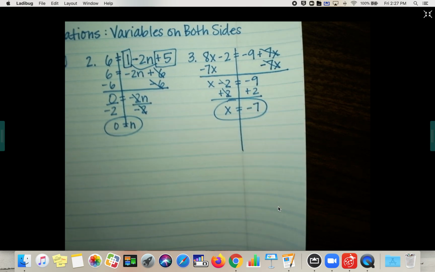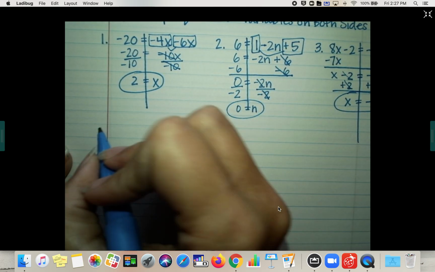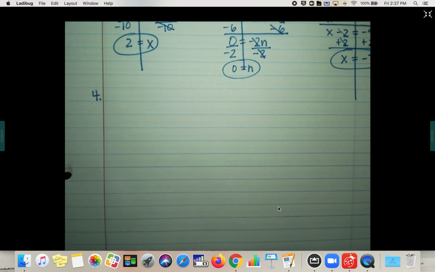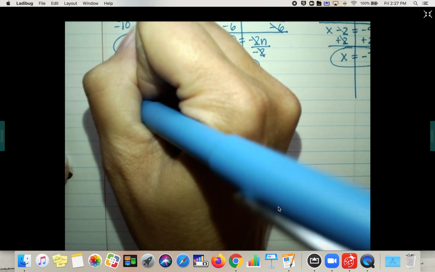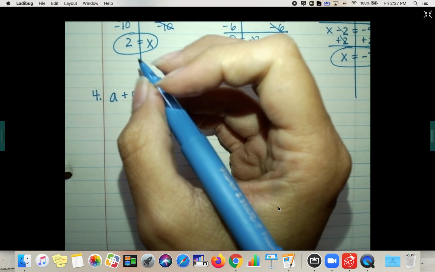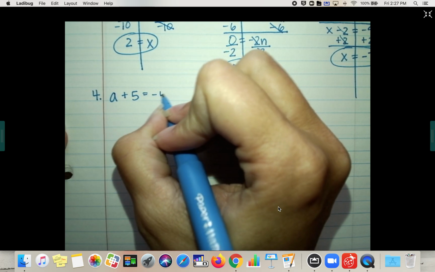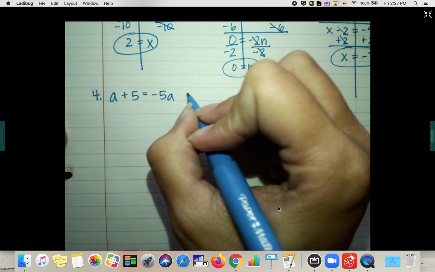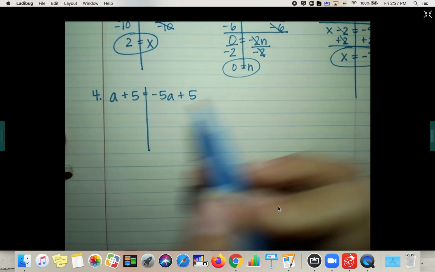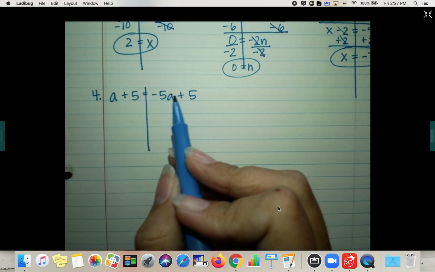All right, number 4. If I'm going too fast, slow down, rewind, watch it again, whatever you need to do. A plus 5 equals -5a plus 5. Okay. Like terms, no. Like terms, no.